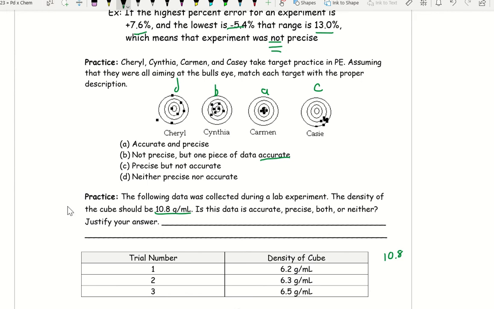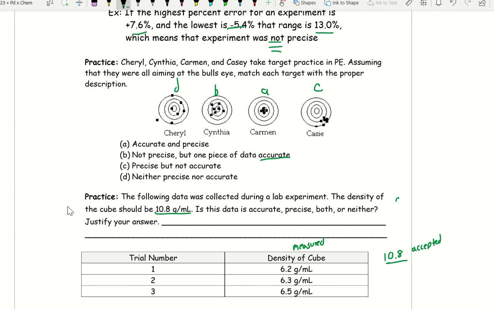All right, one of the things you'll see here is you'll have the measured value and the observed value, or in this case, accepted value. So we'll call this accepted. And these are the measured value. Keep that in mind because we're going to use a formula you might have seen before. It's called the percent error.